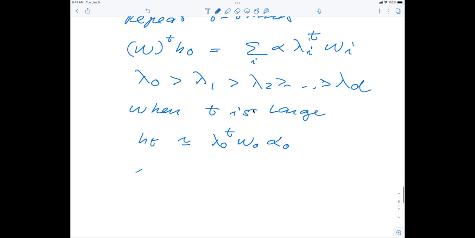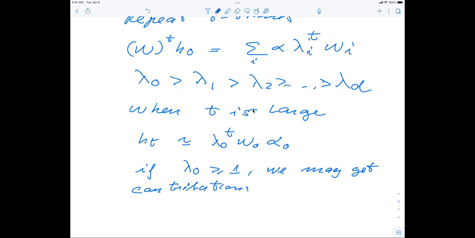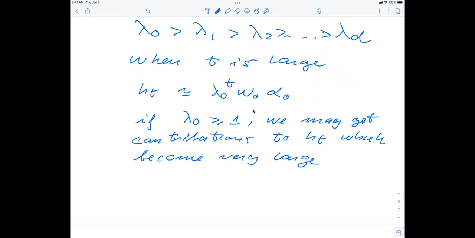So if lambda 0 is larger or equal than 1, we may get contributions that explode to h of t, which become very large. And that can give rise to what we normally call exploding gradients. And that's an unwanted feature in the training here.